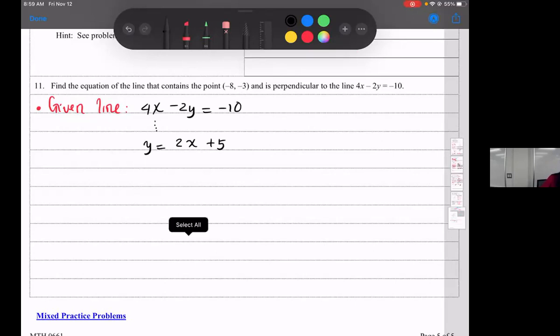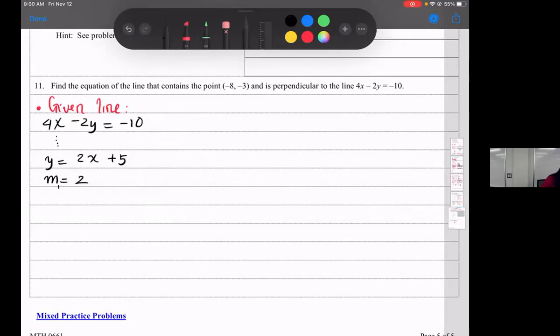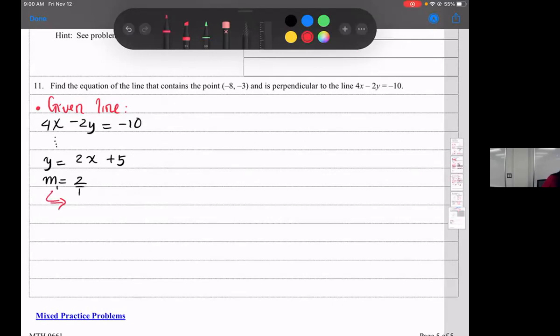So the slope here is 2, but I'm going to call this m1. What is the slope of the equation that I'm looking for? You can say 2/1 if you want. The one that I'm looking for, m2, is equal to, well, you flip it, so it'll be 1/2, and then you have to add the negative because it's opposite.